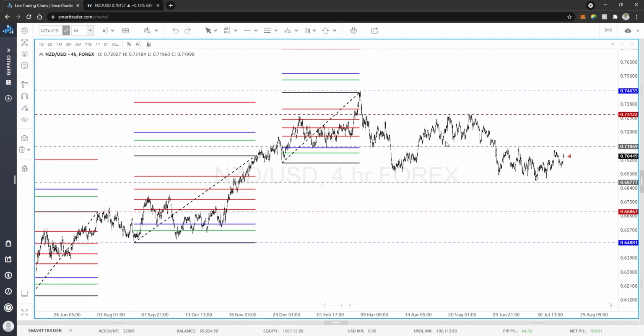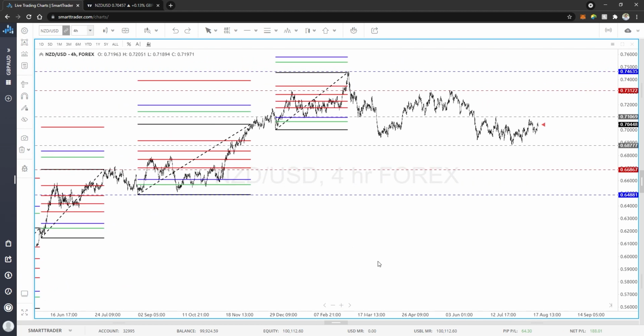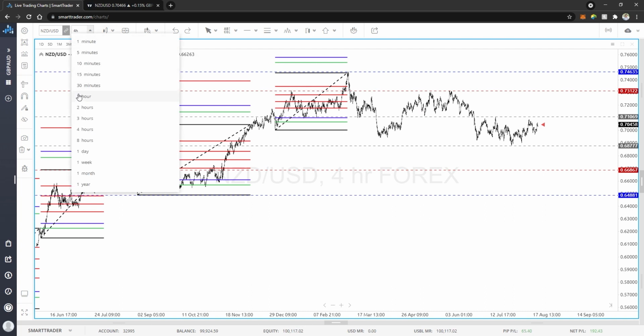All right. And let me zoom out. I'm still getting used to being able to zoom out and zoom in on this platform. So we've taken out this, but let me mark up. Let me go back to the higher time frame.